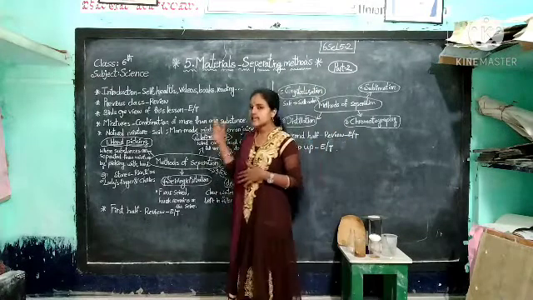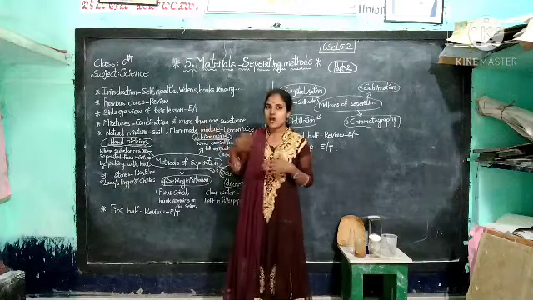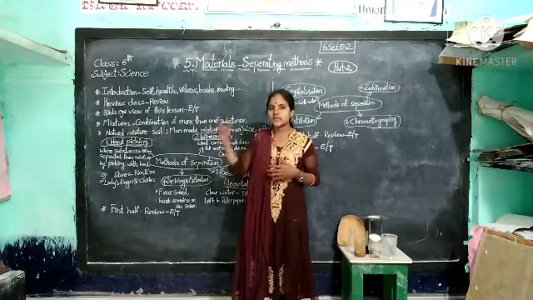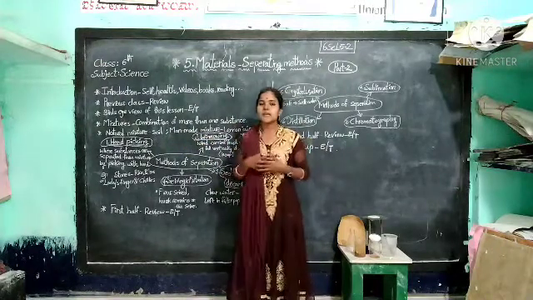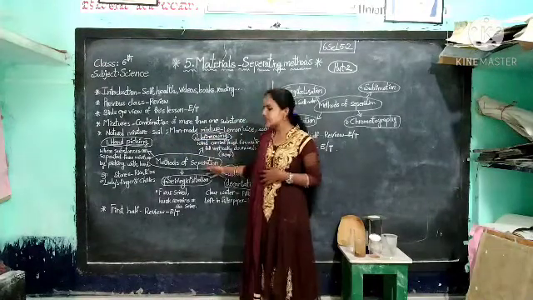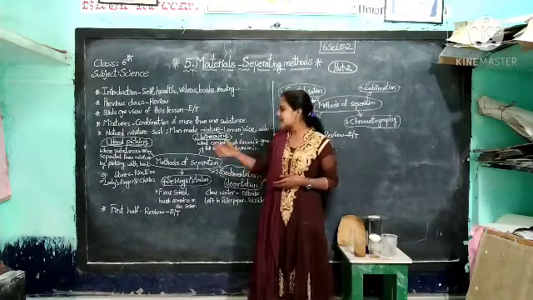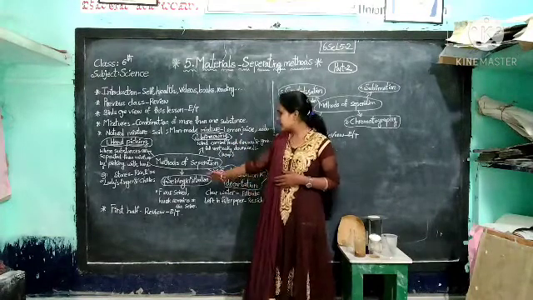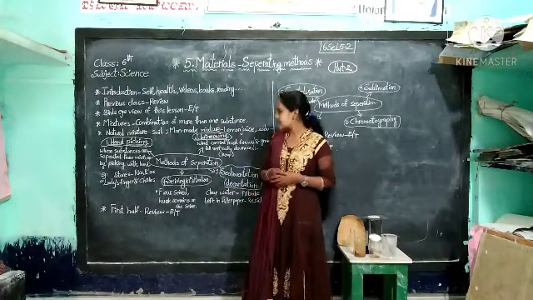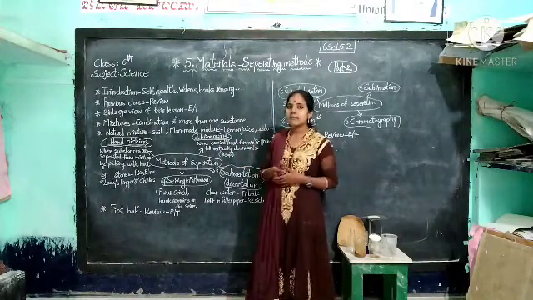Okay children, let me revise. First of all we learnt about mixtures. A combination of more than one substance is called a mixture. Soil is a natural mixture, and mixtures made by man are called man-made mixtures. Next, methods of separation. There are some separating methods: hand picking, winnowing, sedimentation and decantation, sieving and filtration.